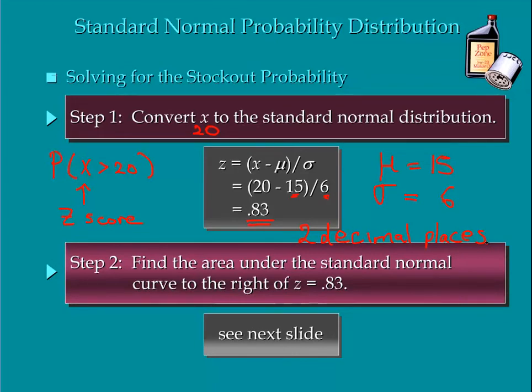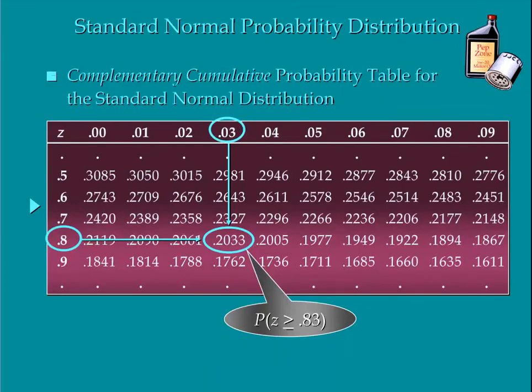What we're going to do now is find the area under the standard normal curve to the right of z equals 0.83. Okay, so we're going to go on to the next slide here. So in general, what we would do is go to the probability tables that we would often have when carrying out such a course. In this probability table for the normal distribution, I would use what they call the complementary cumulative probability table.